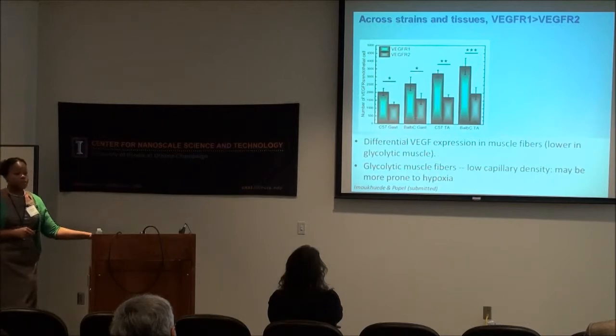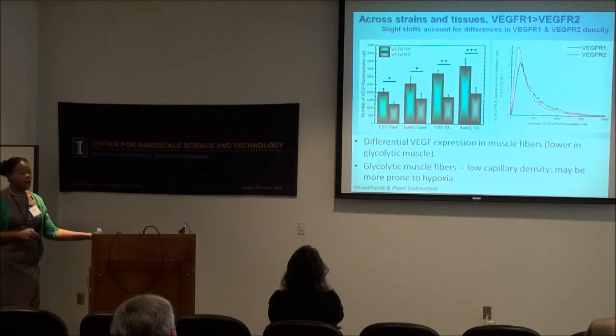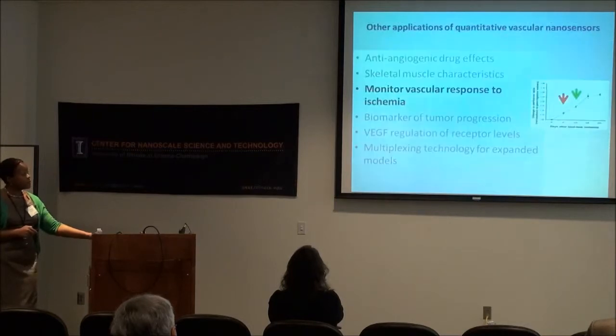I've also looked at strain differences as a proxy for differences in human population, and actually show that BALB/C, which is a less angiogenic protected mouse strain, has consistently, you can't see it in this ensemble average data, but we do also look at cell-by-cell data, and that's where we really see the differences. But there's significant differences between BALB/C and C57 mice, significantly higher levels of receptor 1 in both of those tissues. So this type of quantitative approach can uncover some of the characteristics within endothelial cells and skeletal muscle.